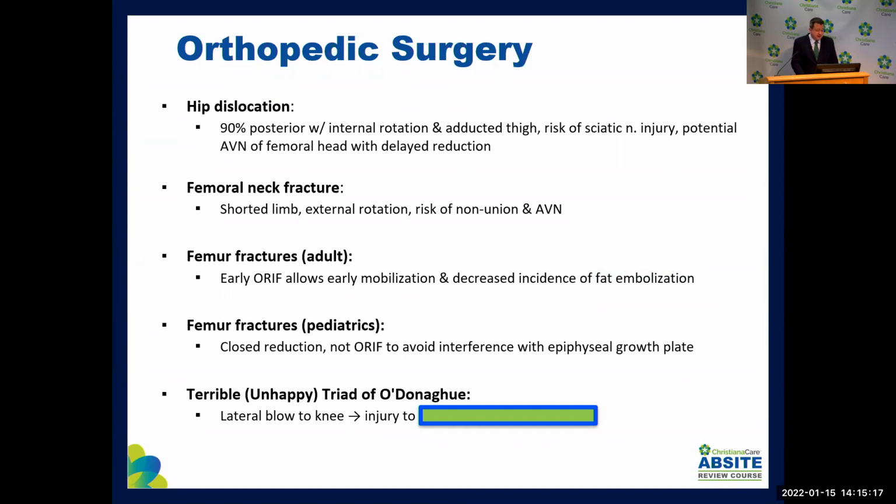The unhappy triad of O'Donoghue is a lateral blow to the knee, usually, that they'll give in the question stem, and that's going to be an injury to your ACL, MCL, and your medial meniscus.